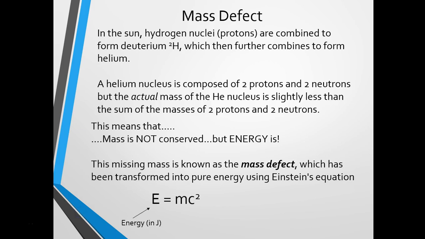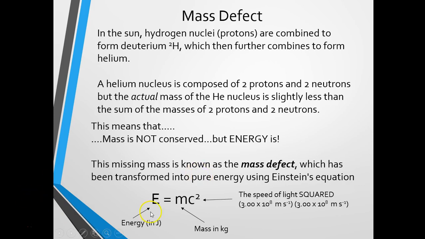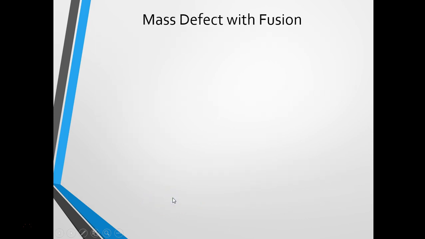In this equation, E is the energy released in joules, m is the mass in kilograms, and c is the speed of light, which is 3 times 10 to the 8th meters per second. We're going to go ahead and square that. So what that means is that a very, very small amount of mass, because it's multiplied by that big number, equals a huge amount of energy, and that's where the energy comes from.